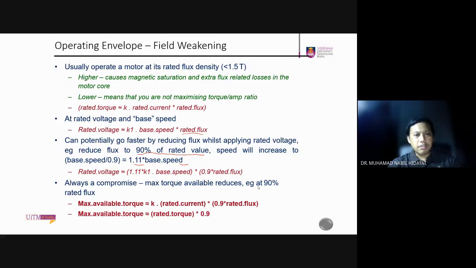So it can potentially go faster by reducing the flux while applying rated voltage. For example, if we reduce the flux to 90% of the rated value, the speed will increase by 1.11 times the base speed. So it's always a compromise: the maximum torque available reduces to 90% of the rated torque. You are sacrificing torque to achieve higher speed.